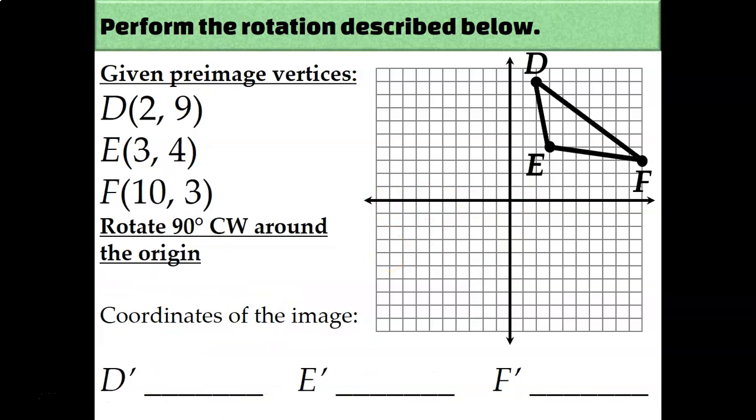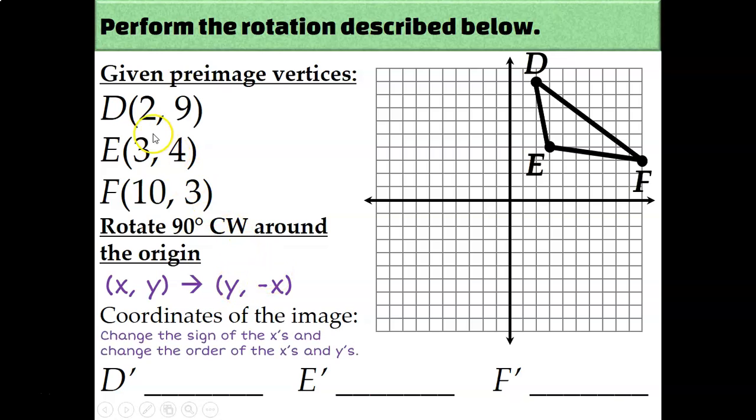Let's try another one. This time we're going to rotate triangle DEF 90 degrees clockwise around the origin. The rule for rotating 90 degrees clockwise is changing (x, y), remember (x, y) is the coordinates of your preimage, and transforming that into (y, negative x), which means we need to change the sign of the x value and then switch the order of the x and the y. So instead of a positive 2, I'll have a negative 2, and I'll switch the order. So D prime becomes (9, negative 2).